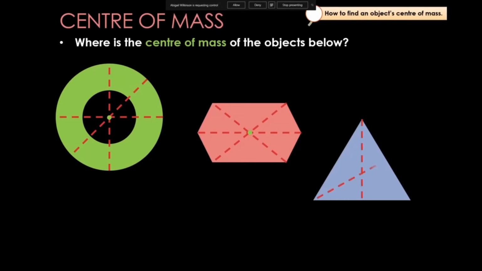We've got 1, 2, and 3, and the center of mass is there. Now, triangles, when you draw the lines of symmetry on them like this, can often look like that's not really where the center of the triangle should be. It often makes it look like the center is too low. You may well think that the center is too low there.